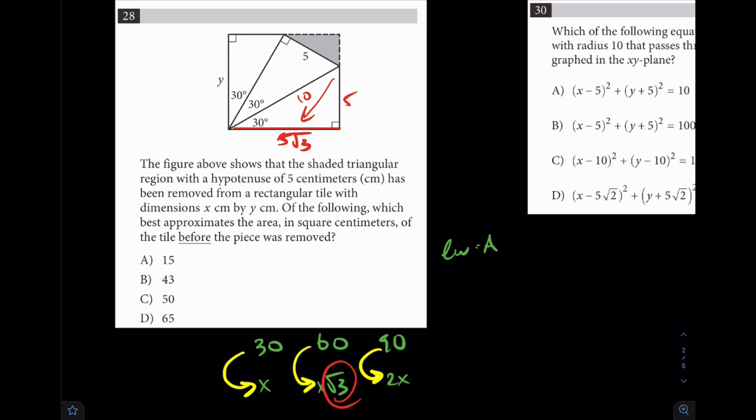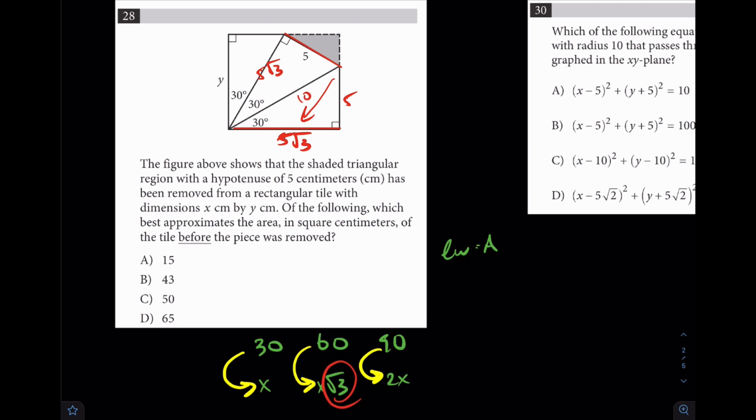Okay, so now what? Well, we still need this side over here, because remember, this 5 right here is only that length. It's not the whole thing. We need this big side here. So in that case, if this side here is 5 across from the 30, and this side here was 10, guess what? This side here is 5 root 3.